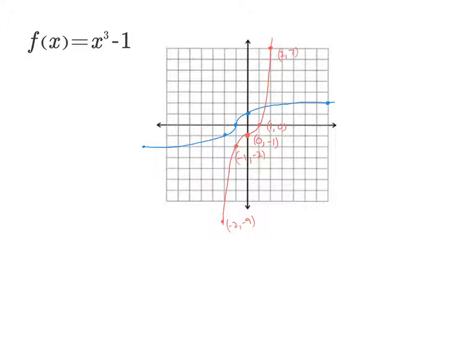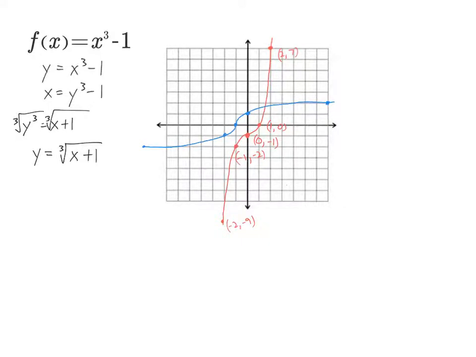All right, now we're going to find the inverse. So we're going to call this y now. Switch my inputs and outputs just like I did before on the graph. And add 1. And I'm going to make this equal y cubed. Cube root both sides. So y equals the cube root of x plus 1.